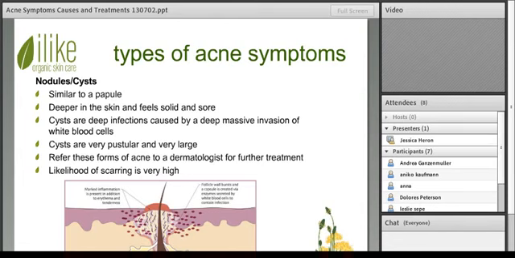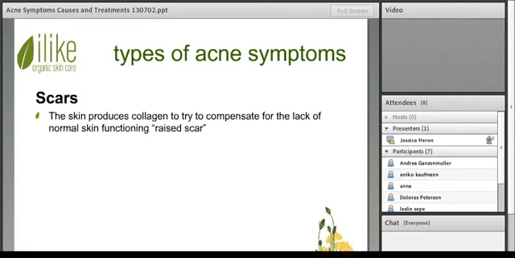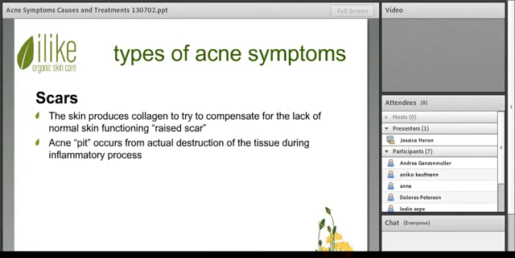I'm sorry, one more thing is the likelihood of scarring at this stage is very high. And this is sort of where you can get the raised scarring, but also the pit scarring can happen because of the deep sebaceous activity causing all of the damage inside the follicle. So types of acne symptoms, we'll talk about lastly scars. The skin produces collagen to compensate for the lack of normal skin functioning, causing a raised scar. It's a desperate attempt to heal itself, is what this collagen production is. And it's trying to compensate for the lack of normal skin function.